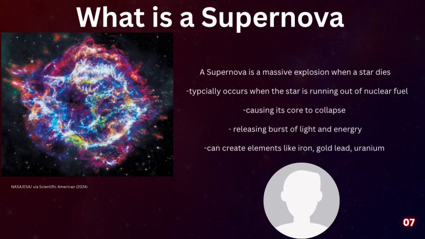Now, what is a supernova? A supernova is a massive explosion when a star dies. That's just to keep it simple. But typically, it occurs when a star is running out of nuclear fuel. When I was doing my research, like it says right here in my slide, typically when the star is running out of nuclear fuel, it causes its core to collapse.